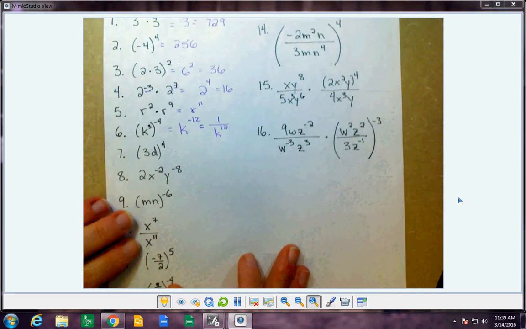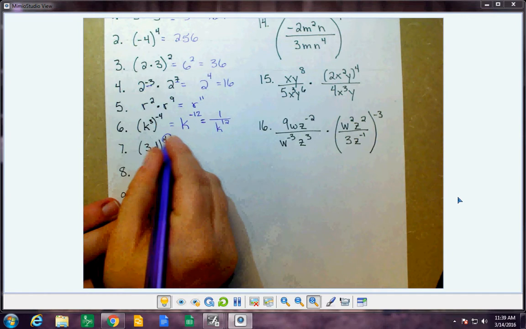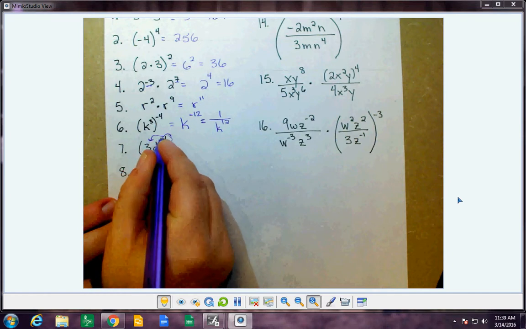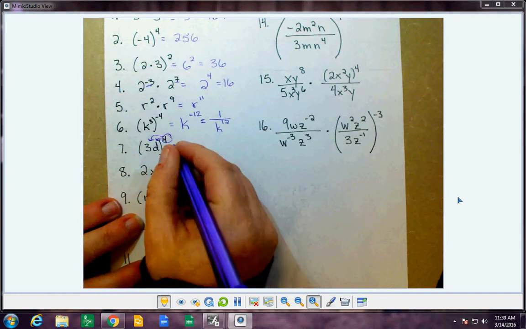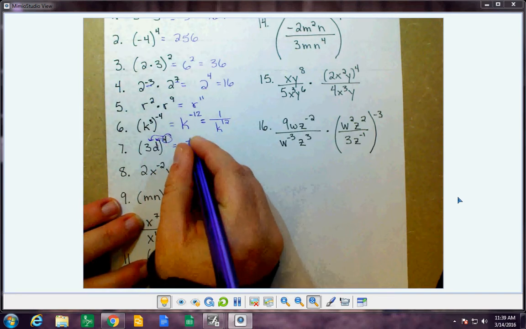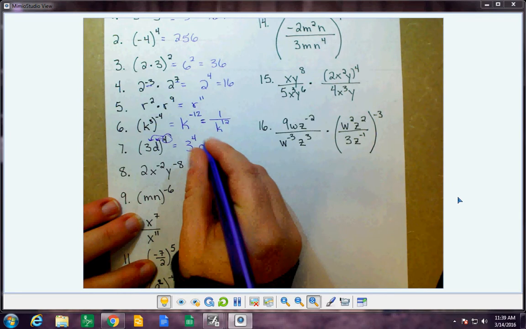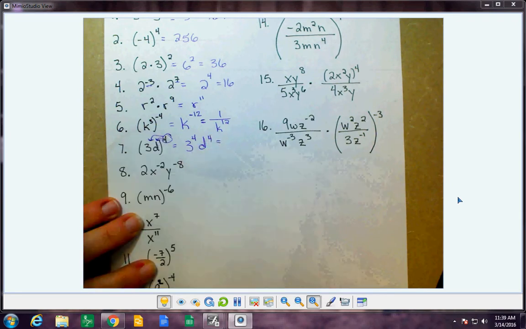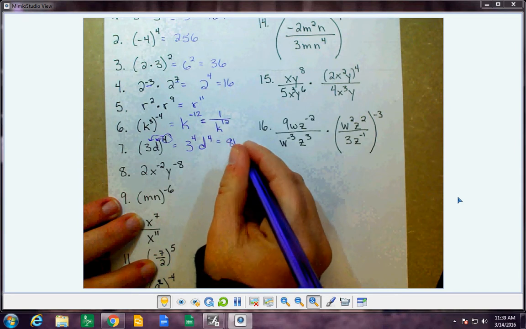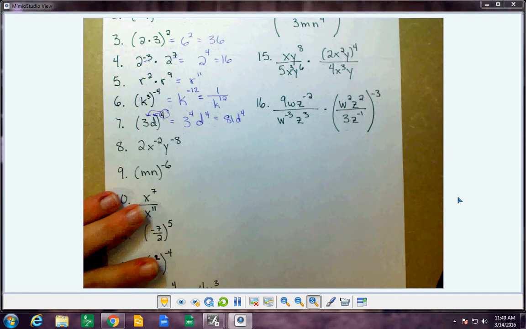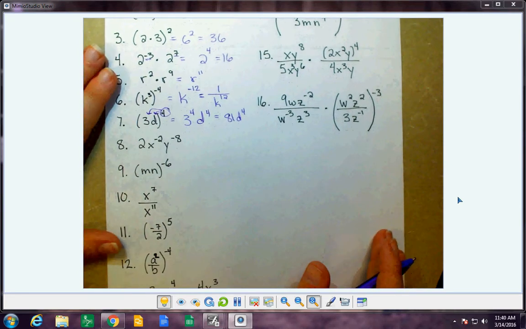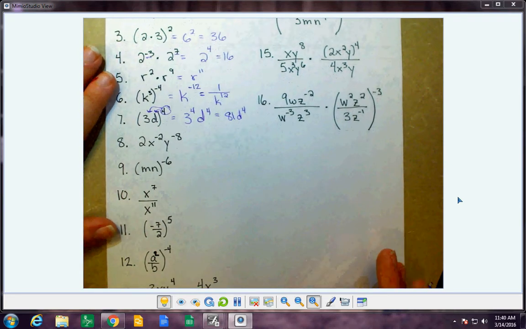Okay, number 7, a really common little mistake is forgetting to put the exponent on the number in front. So that you get 3 to the 4th and d to the 4th. The exponent goes on every number in the parentheses, 3 to the 4th and d to the 4th. And simplify that by taking 3 to the 4th. In your calculator you get 81, or you can do it in your head or by hand. But I'm just using my calculator so I can go quickly. So 81 d to the 4th power.